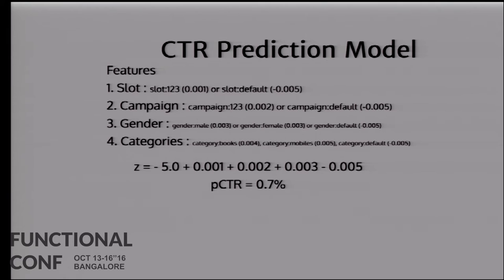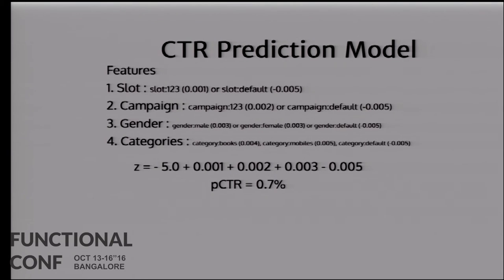I'll just walk you through an example of a model evaluation and see how we can apply functional programming in this. So let's say there is a request coming for slot 123 for campaign 123, and let's say we know that the user's gender is male and we know nothing about the user's category affinity. So one way to apply this pctr function is to take the model coefficients for slot 123, campaign 123, gender male, and since we know nothing about the user's category affinity, we pick the default category feature. And once you apply all these coefficients, you come up with a pctr whose value is 0.7%.